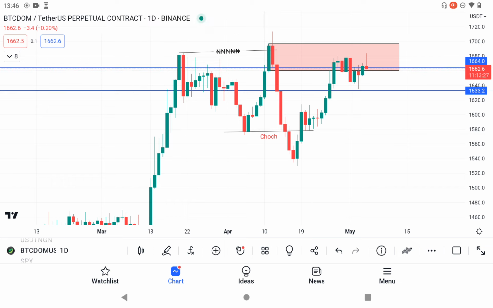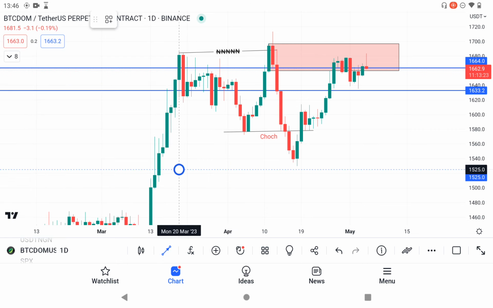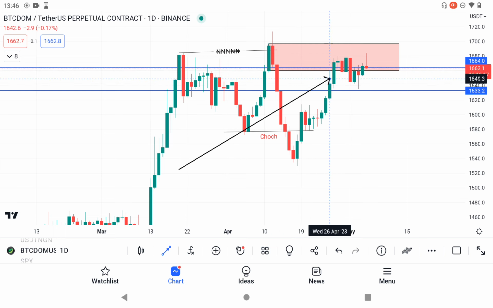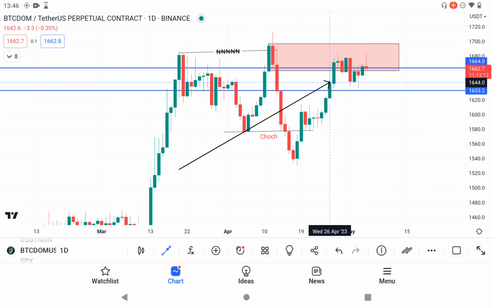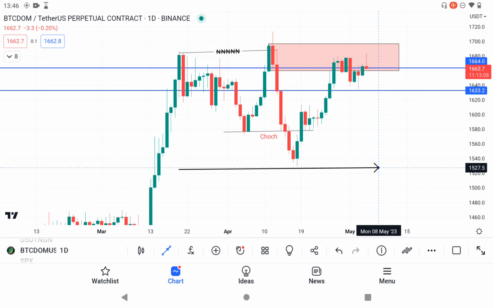In between here, in between all of these places is what we call fair value gap. It's an imbalance. An imbalance has happened here. So price is most likely going to what? Fill up all this imbalance and then come down.